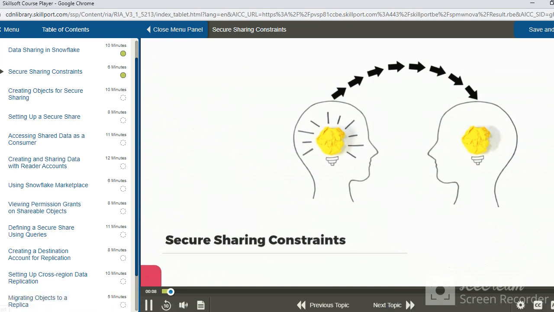We got a high-level understanding of what secure data sharing is in Snowflake, and it's now time for us to look at this feature in a little more detail to understand the exact mechanics in its implementation, which is best understood by looking at its constraints.